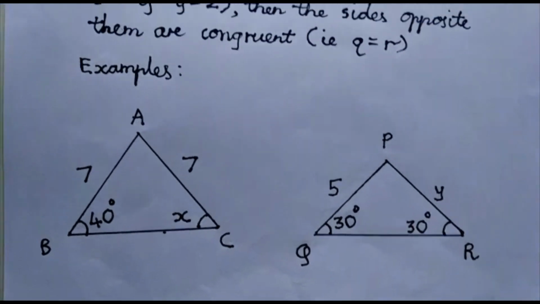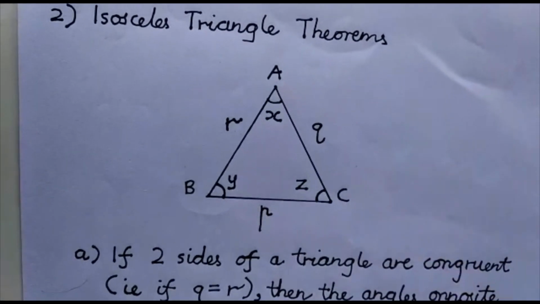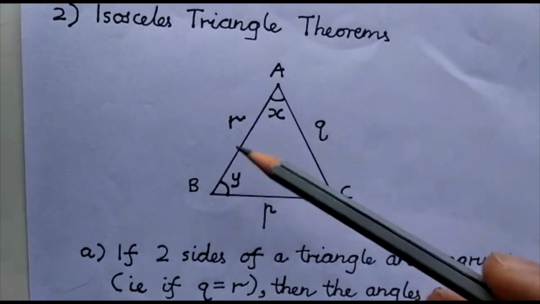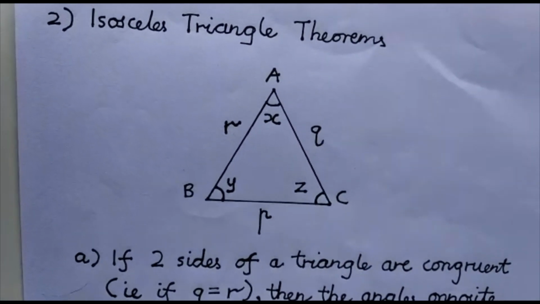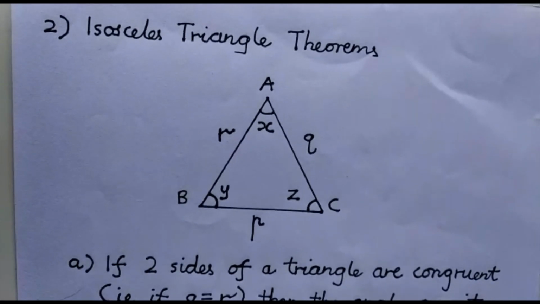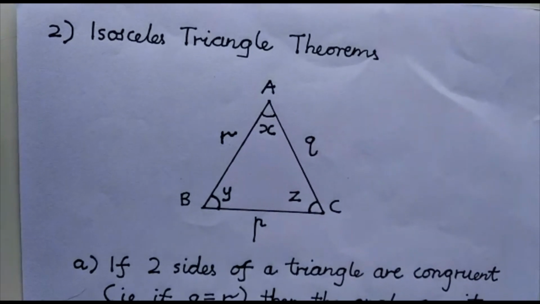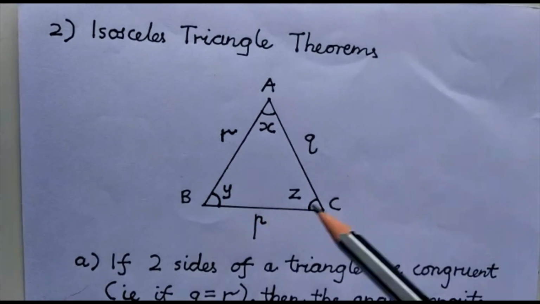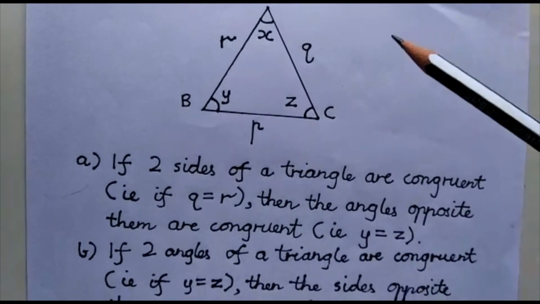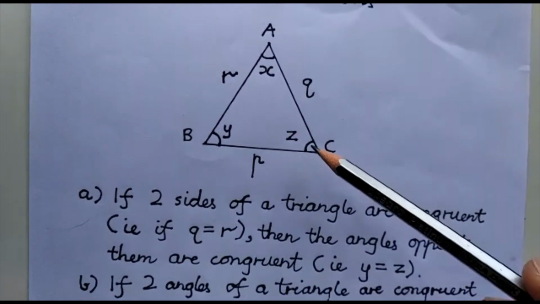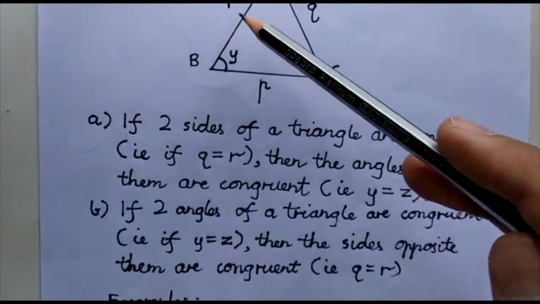Let me generalize this. If we have a triangle ABC in which the lengths of the sides are P, Q, R and the various angles are X, Y, Z, if it's given that the length Q equals length R, then the angles opposite these sides must be congruent, which means angle Y must be equal to angle Z. Conversely, if angle Y equals angle Z, then the sides opposite these angles must be equal to each other, which means Q and R must be equal in length.